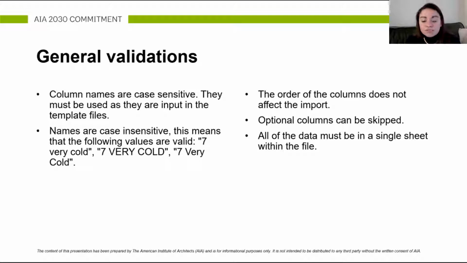The order of the columns doesn't affect the import, and optional columns can be skipped. For example, if none of the projects that you're importing has an estimated occupancy year, then that entire column can be deleted. And lastly, all your data should be in one sheet in the file. If you have separate sheets in one file, for example different offices that you had separated, the system will only take information from that very first sheet in the document. So make sure it's all on that one sheet.